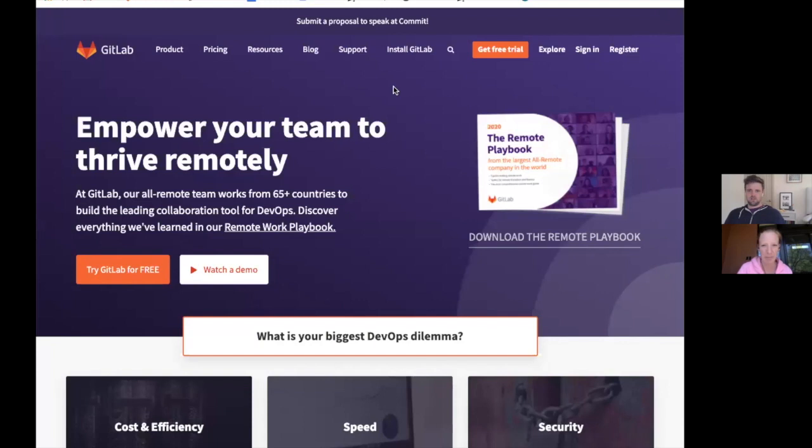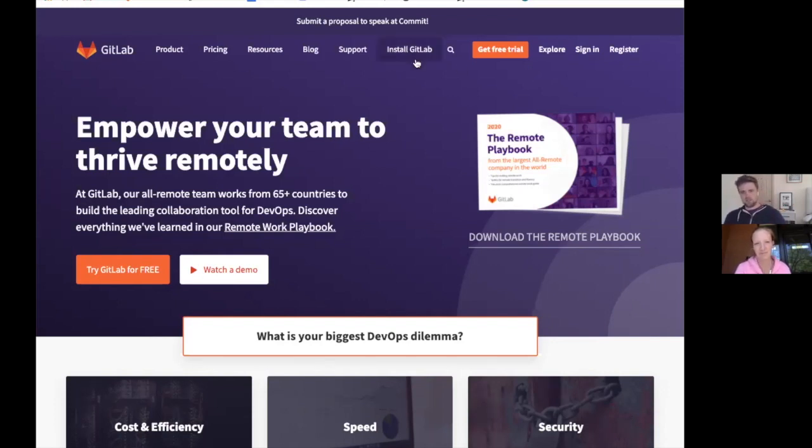Okay, so if I look at these CTAs, mostly on the right-hand side here, first of all, I think there's a lot, right? The most important ones that I see here are install GitLab, get free trial, and register. Those three speak to three different things.